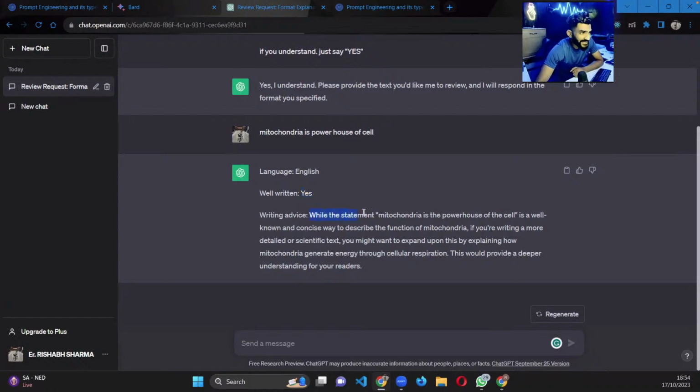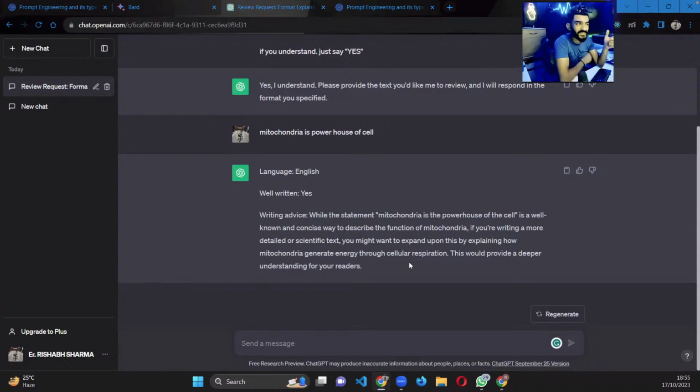While the statement mitochondria is the powerhouse of the cell is a well-known and concise way to describe the function of mitochondria, if you are writing more detailed or scientific text, you might want to expand upon it, like explaining how mitochondria generate energy. So it is basically giving me the advice, right? It is saying that whatever you have written is perfectly all right, but if you want to write some more details, then here is what more you can write. So see, this is what prompt priming is.